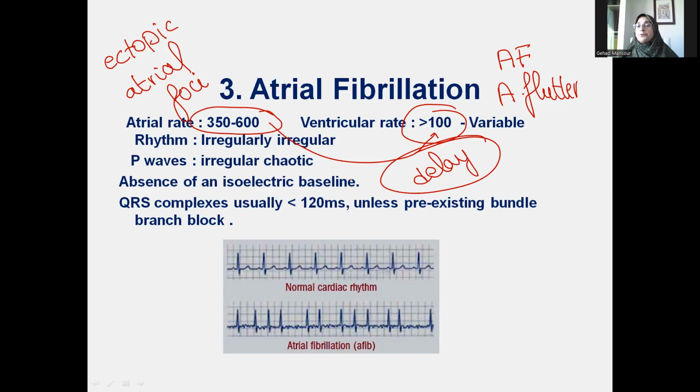Moreover, there is an important question related to atrial fibrillation, which is why are the QRS complexes of normal duration? We say that when the QRS complexes are normal, they have a duration of less than 120, and therefore the QRS complexes are normal because they are normally conducted through the AV node.